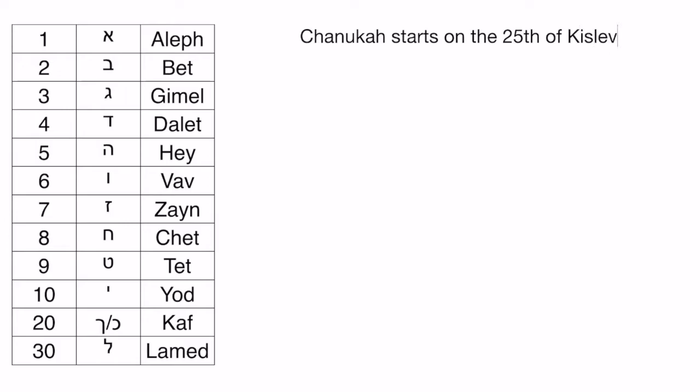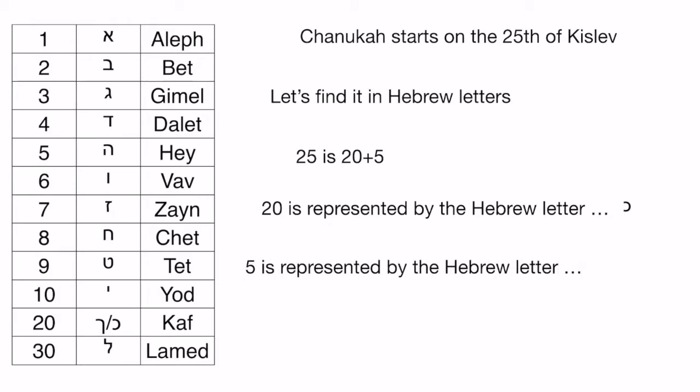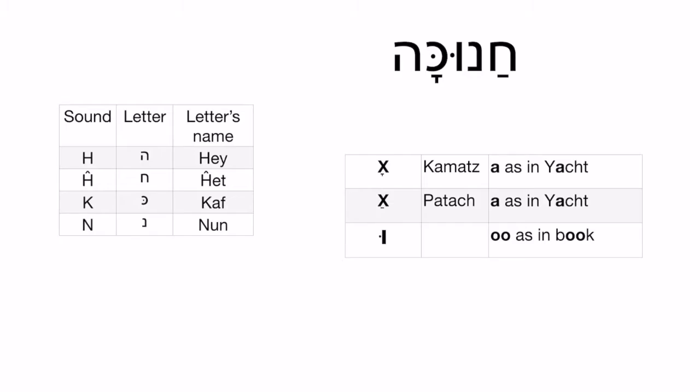Hanukkah starts on the 25th of Kislev. Let's find it in the Hebrew letters. 25 is 20 plus 5. 20 is represented by the Hebrew letter Kaf. 5 is represented by the Hebrew letter Hey. 25 is represented by the Hebrew letters Kaf, Hey.